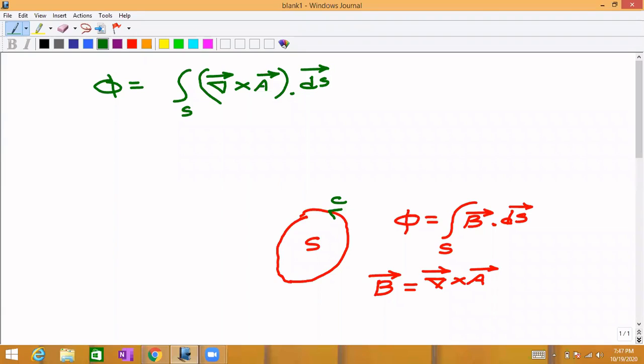Okay. Now that means this equation will become line integration. That means A vector dot dl vector. dl vector is any element of length.